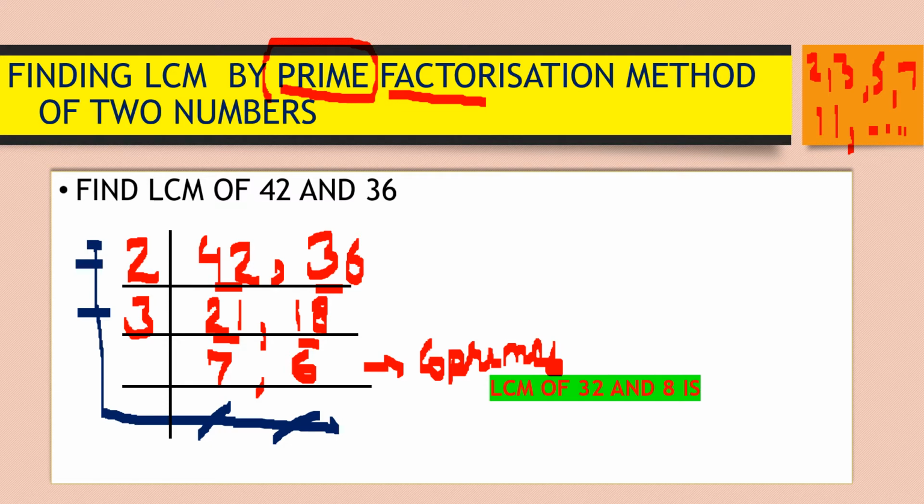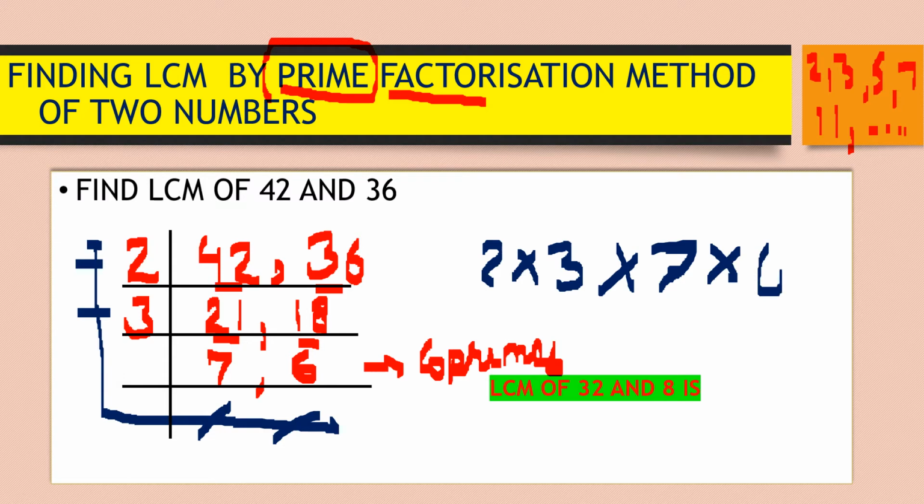So I want you to multiply 2 into 3 into 7 into 6. Multiply and give me the answer. Come on, I'm waiting. Yes.